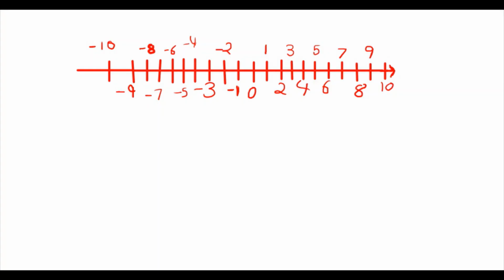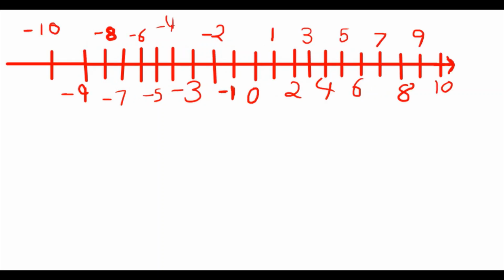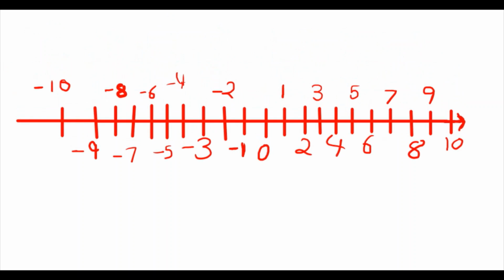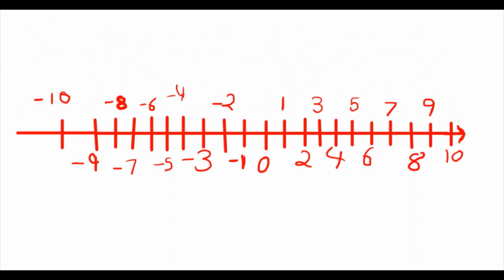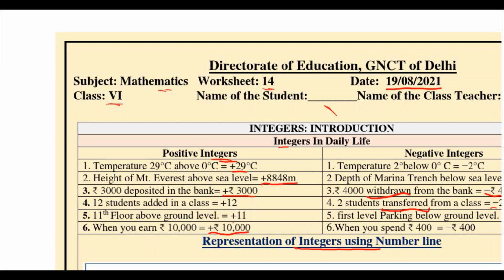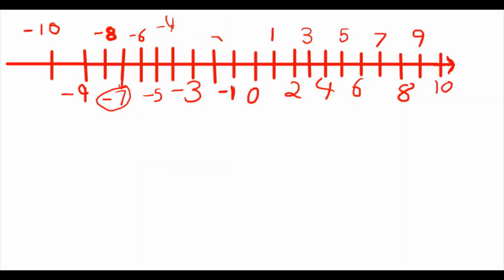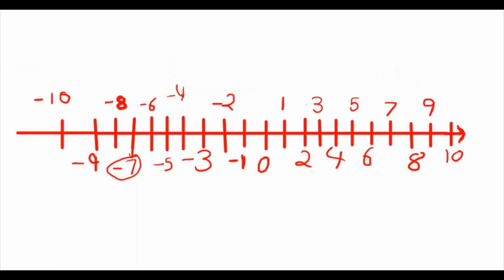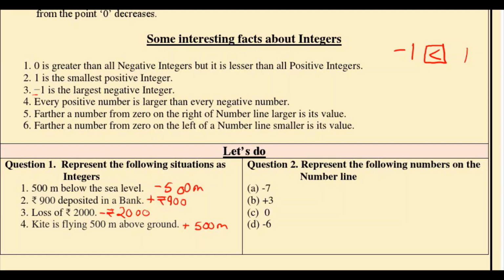So I have already made the number line here. You can have a look at this. Let me zoom in. So this is the number line that I made. The first integer we have to represent is -7, which you can see is over here. The second integer given to us is +3. I have not written the plus sign, but still it's a positive integer.